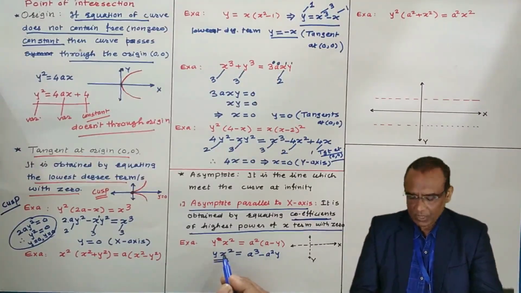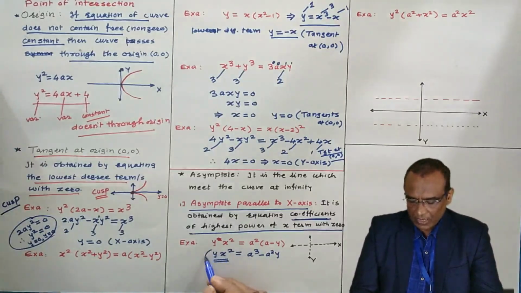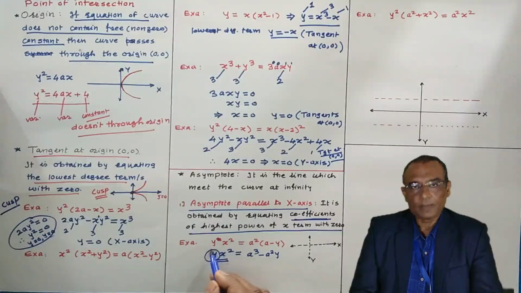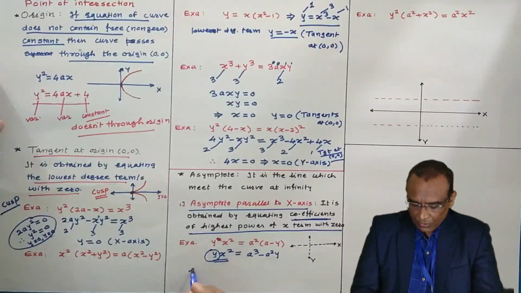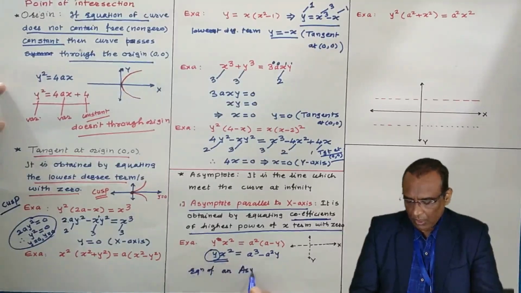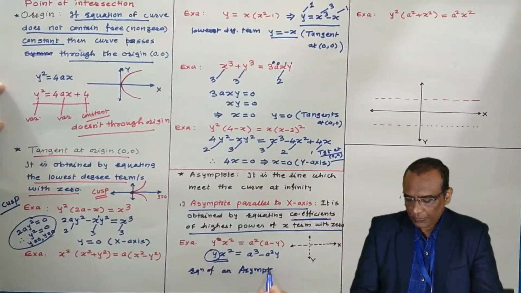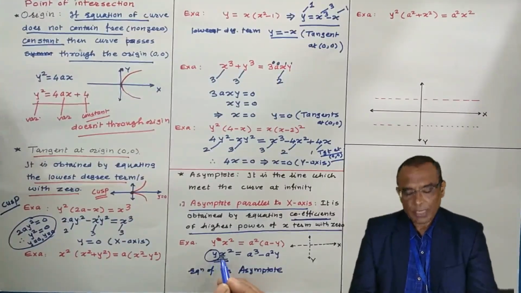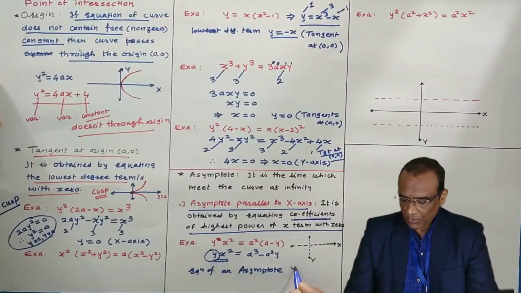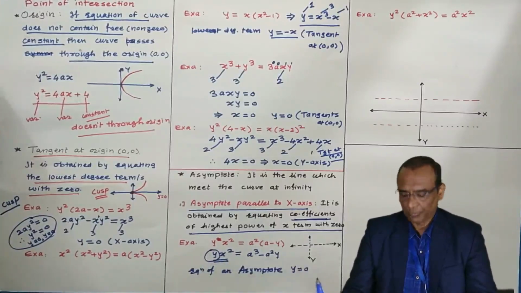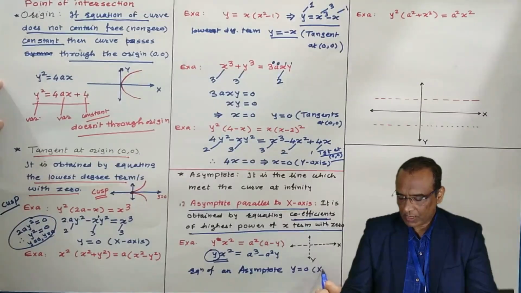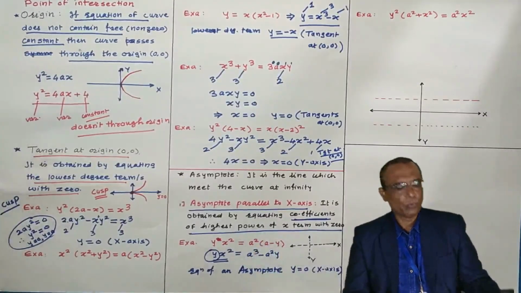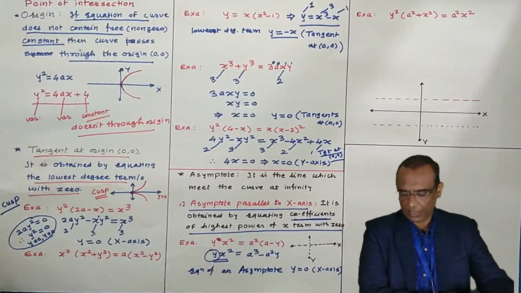The highest degree term is this one, because there is a single term, and the coefficient of the highest degree term in x is y. Therefore, how do you get the equation of an asymptote? If you equate the coefficient of the highest degree term in x to 0, the equation of the asymptote is y equal to 0. And y equal to 0 is what? The x-axis.